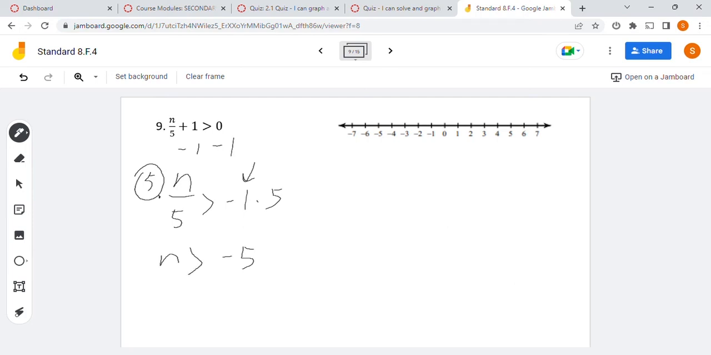That means we've got an open circle here at -5. Our solutions are bigger than the -5, so we're going to shade over to the right-hand side this time.